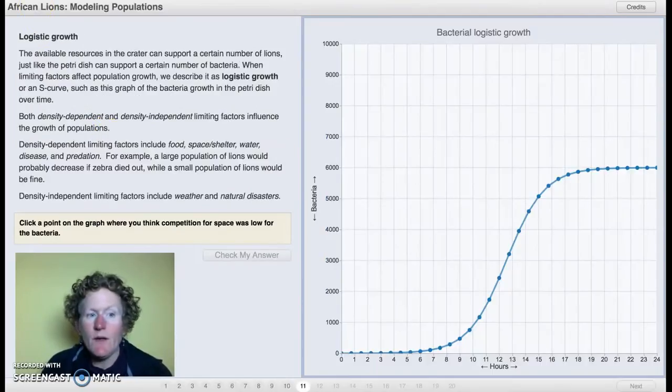So now that you've thought of your 3 limiting factors, let's talk about logistic growth. It's not exponential growth, it has a limit. The available resources in the crater can support a certain number of lions, just like the petri dish can support a certain number of bacteria. When limiting factors affect population growth, we describe it as logistic growth, or an S-curve. You can see how this curve here is exponential for a while, but then it levels off and it's kind of in the shape of an S.